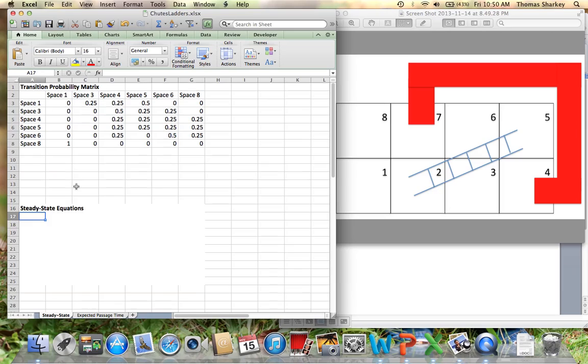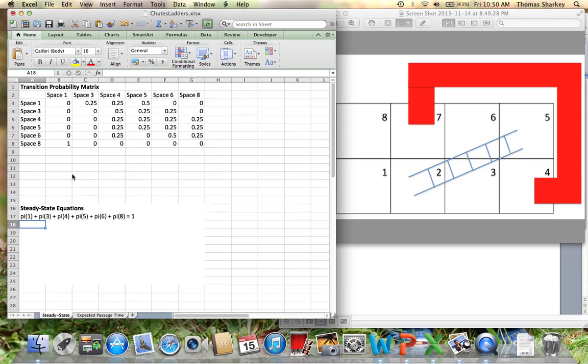The first thing we know about the steady state equations is that if I sum up all the pi's, that sum has to equal 1. We're going to drop the space moniker and have our states be 1, 3, 4, 5, 6, and 8 to follow along with our transition probability matrix. So pi of 1 plus pi of 3 plus pi of 4 plus pi of 5 plus pi of 6 plus pi of 8 has to equal 1. This is basically saying that the steady state probabilities form a probability distribution.